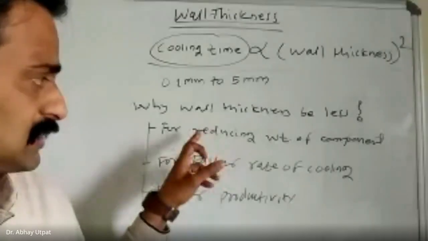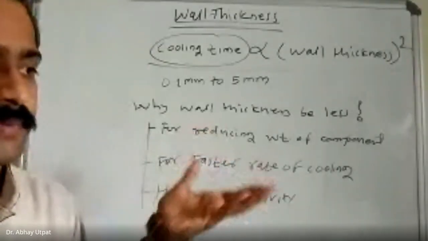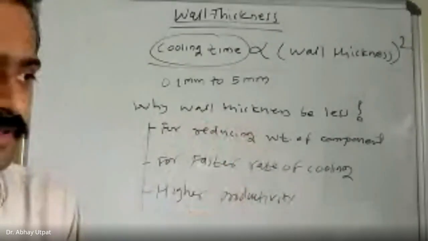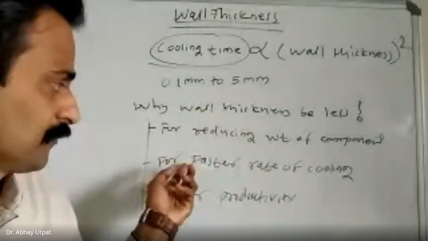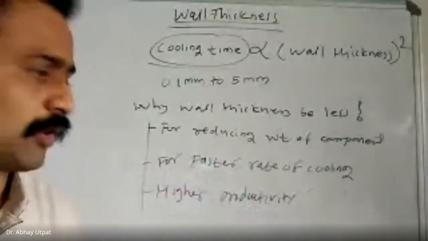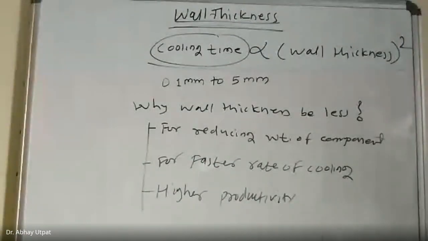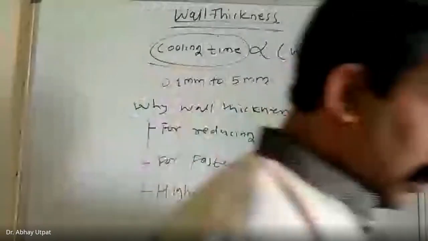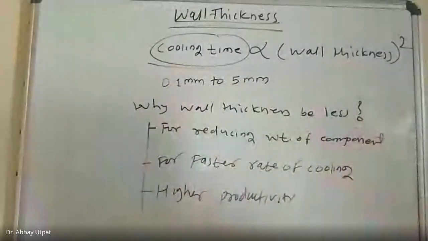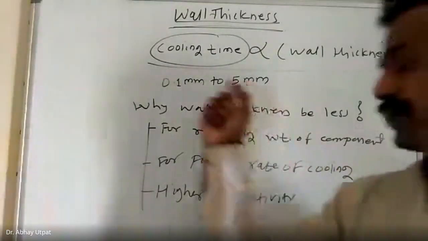Why? Because the component you make will be light in weight, it will perform well as designed, and a faster rate of cooling will cause a faster production rate and productivity increases. It means if you are planning to manufacture 10,000 components in a week, that 10,000 may become 15,000 components in a week.